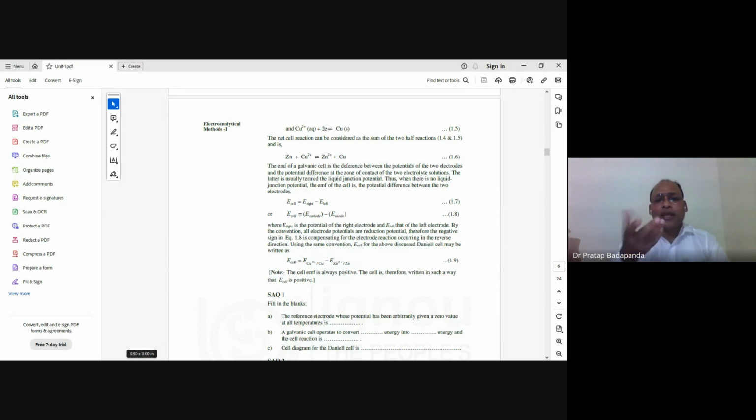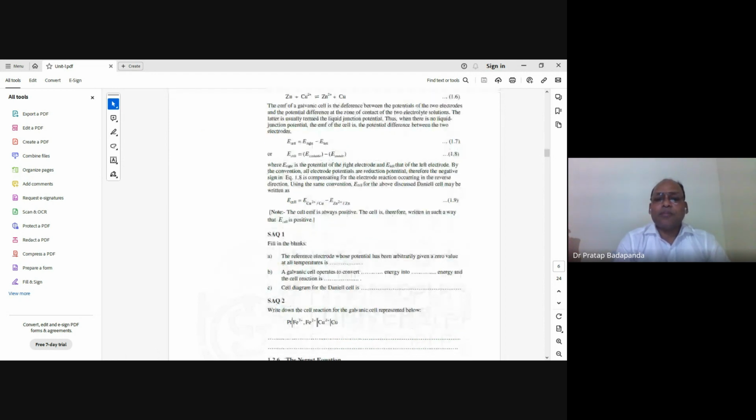So if you take zinc and copper, E cathode is copper, that means plus 0.34 volt, and zinc is minus 0.76. Then what is the electrode potential? Plus 0.34 volt minus of minus 0.76. Calculate it: around 1.10 volt of electrode potential will be created. Okay, so this is the thing.